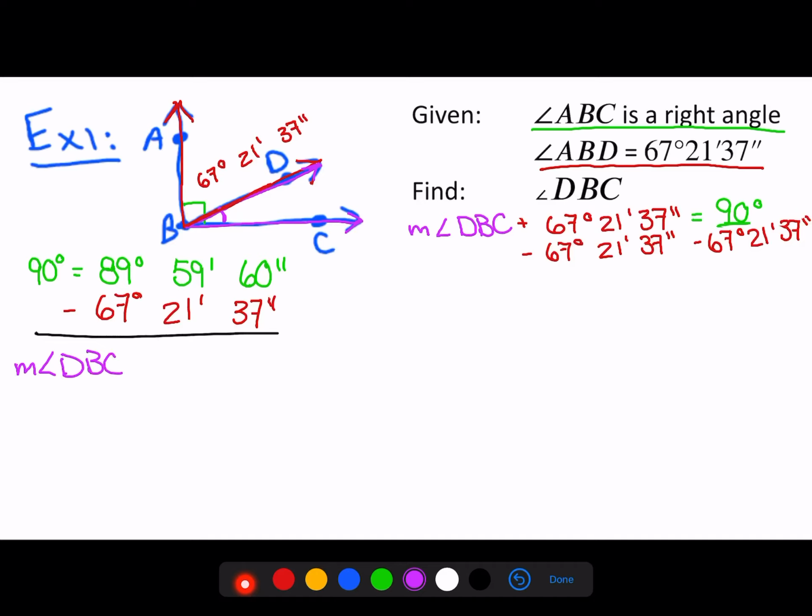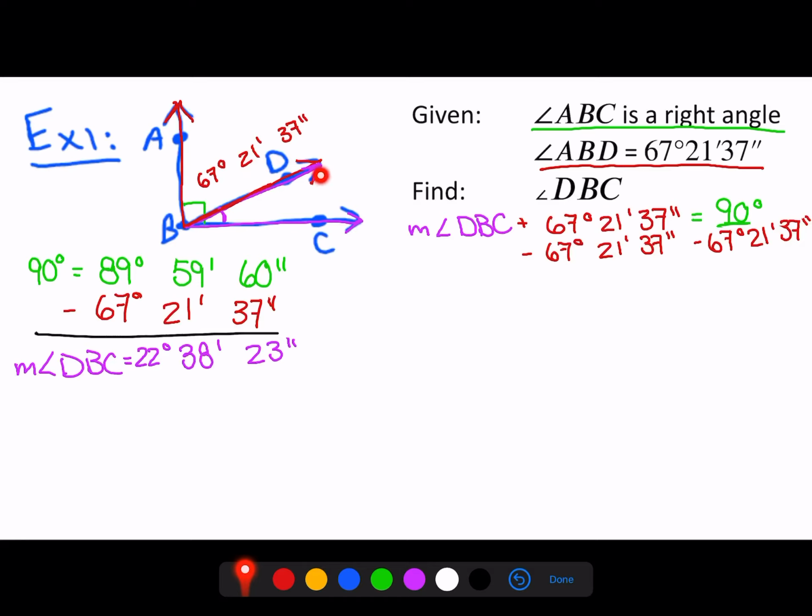So 60 seconds minus 37 seconds will give me 23 seconds. 59 minutes minus 21 minutes will give me 38 minutes. And then 89 degrees minus 67 degrees will give me 22 degrees. So the measure of this purple angle, our final answer, is 22 degrees, 38 minutes, and 23 seconds.